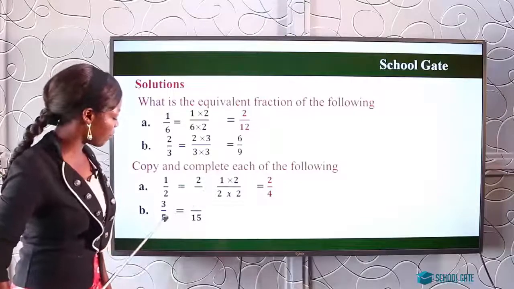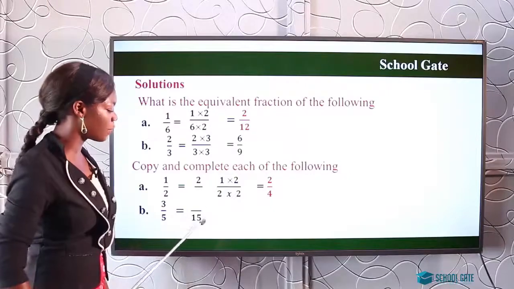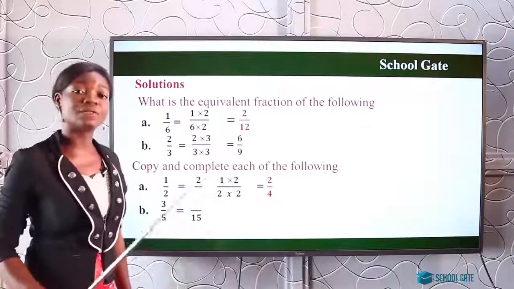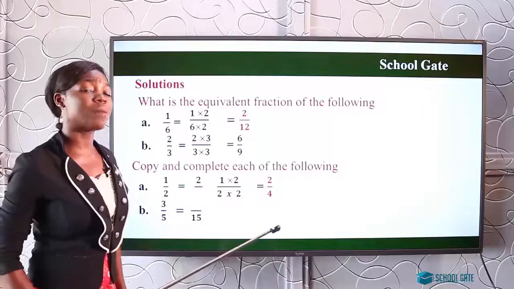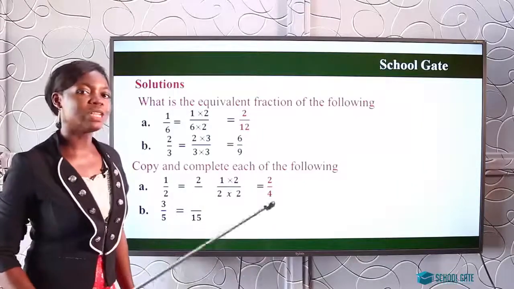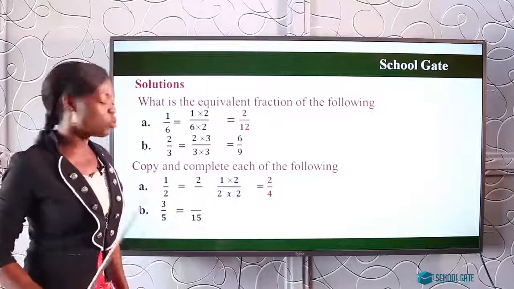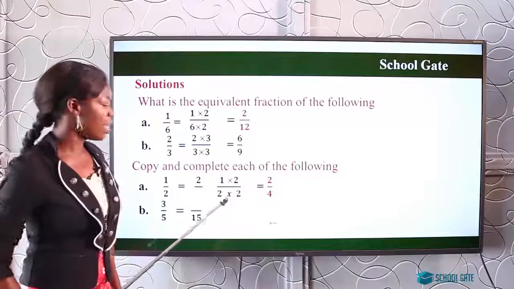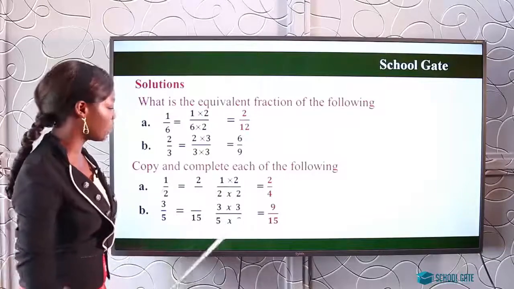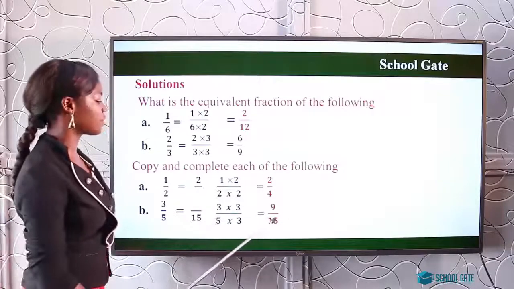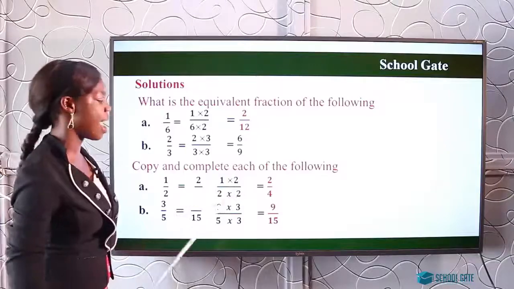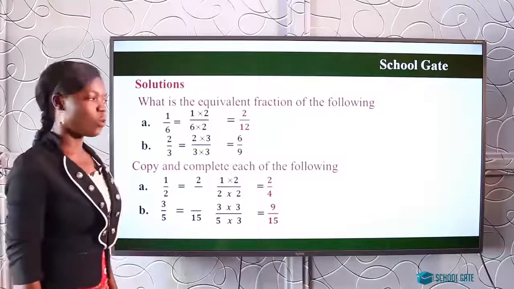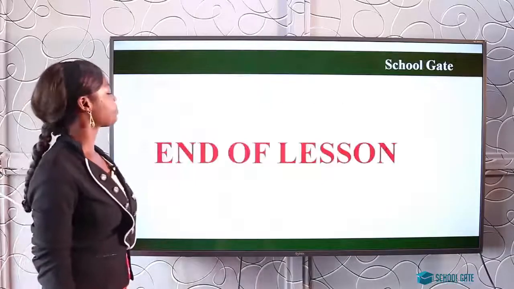Then this is 3 over 5 equals unknown over 15. Our question is 5 times what will give us 15? If you go to your 5 times table, 5 times 3 will give us 15. That means we'll multiply 3 also with the numerator, okay? So 3 times 3 will give us 9. 5 times 3 will give us 15. That means our answer here is 9. If you got this as your answer, then you are correct.